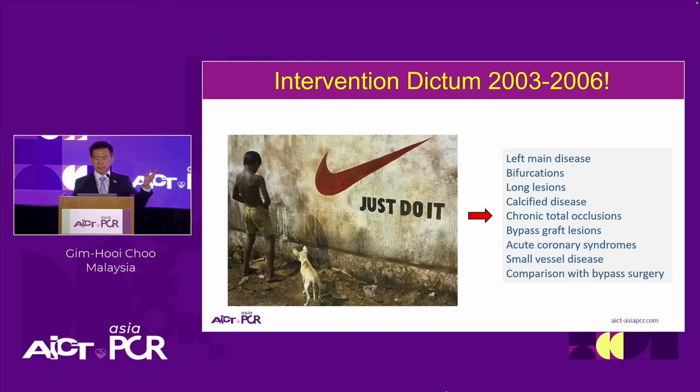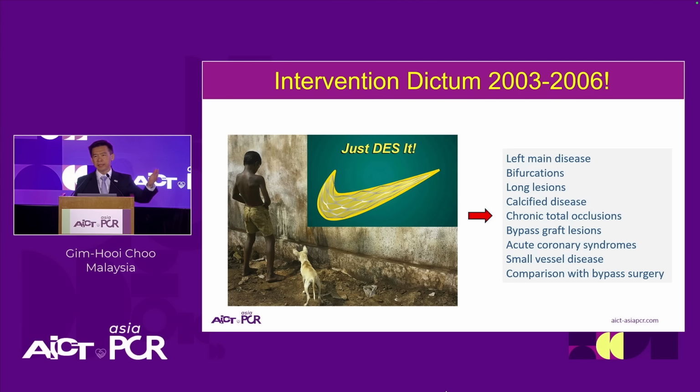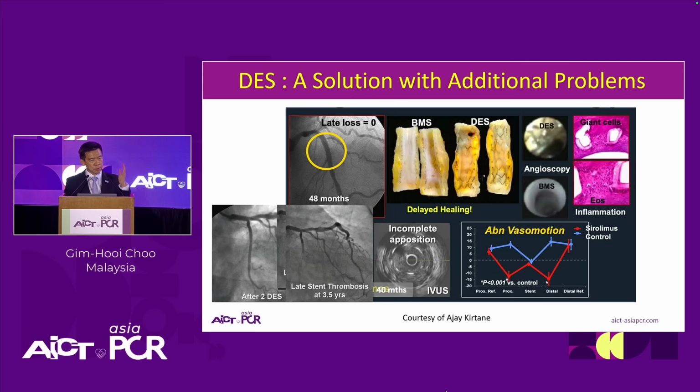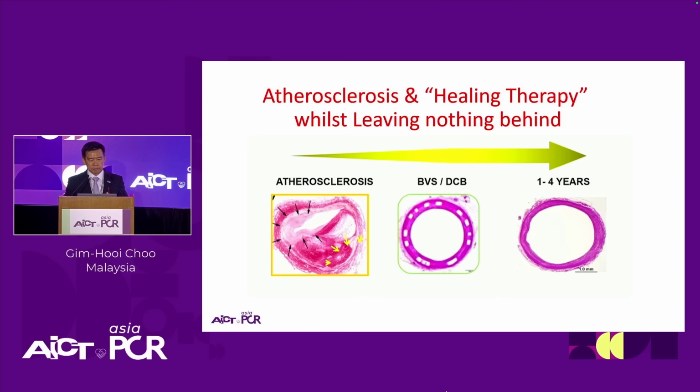So Nike says, just do it. At that point in time, for us, just DES it. DES anything, left main, CTO, whatever it is. But it is the inconvenient truth. Because what we actually have is a solution, but with additional problems. We have problems with late stent thrombosis, problems with caging of the vessel, and inflammation.